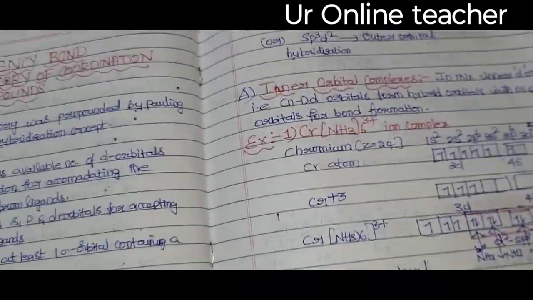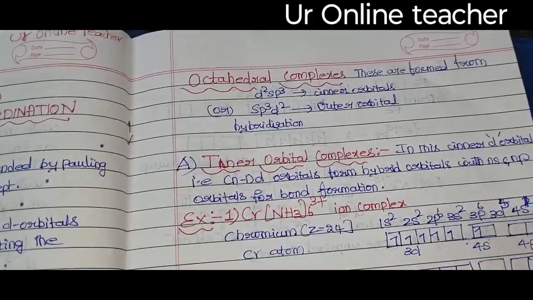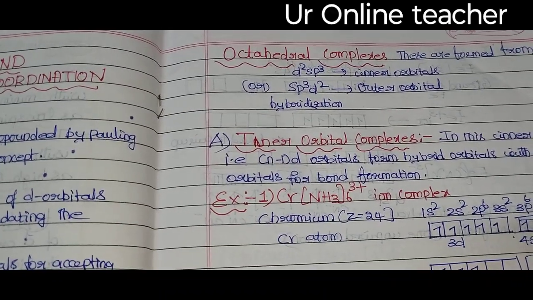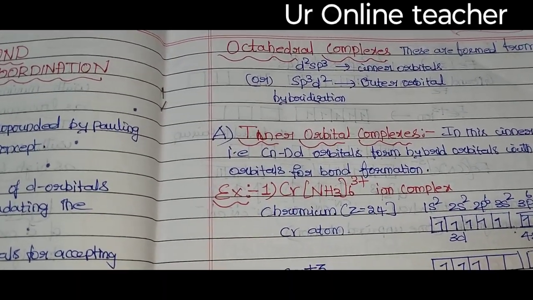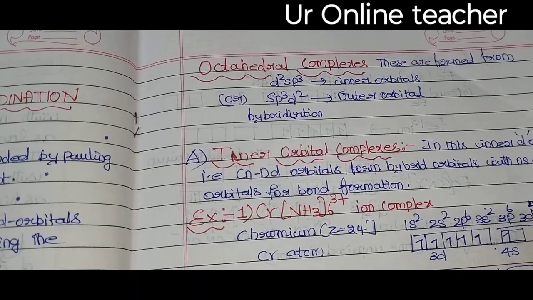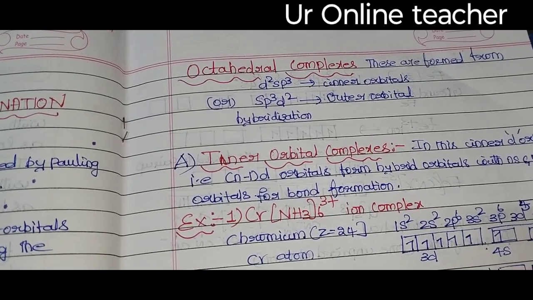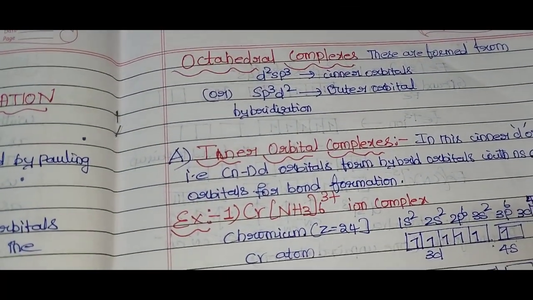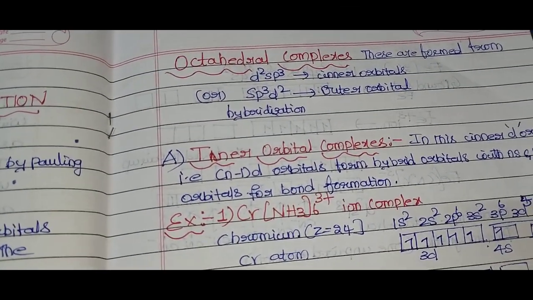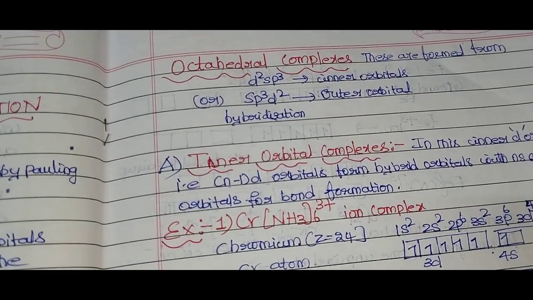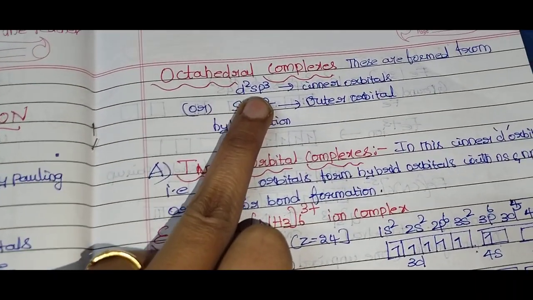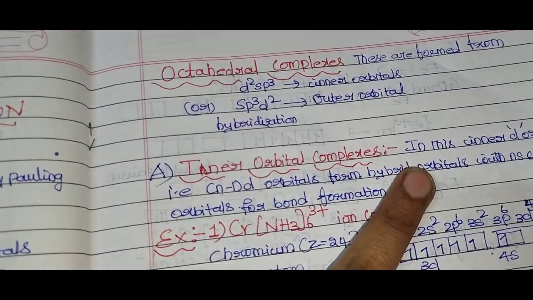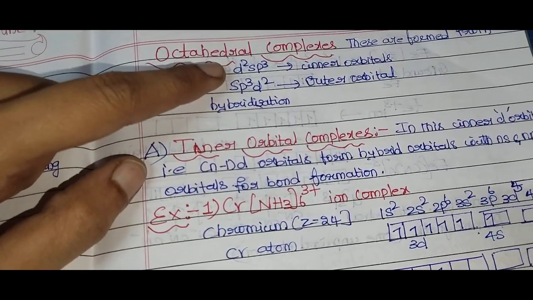So let's see, first, octahedral complexes. There are octahedral complexes, square planar complexes and tetrahedral complexes. I will explain one by one. First, octahedral complexes. These are formed by d2sp3 or sp3d2 hybridization. When complexes are formed by d2sp3, they are called inner orbital complexes, and when by sp3d2, outer orbital complexes. We may doubt what the difference between these two is.